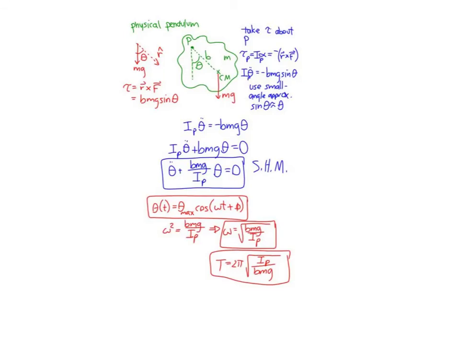And so we have a way to find the period for any arbitrarily shaped physical pendulum. If we can find the moment of inertia about the pivot, frequently that involves the parallel axis theorem, as well as the distance from the pivot to the center of mass.